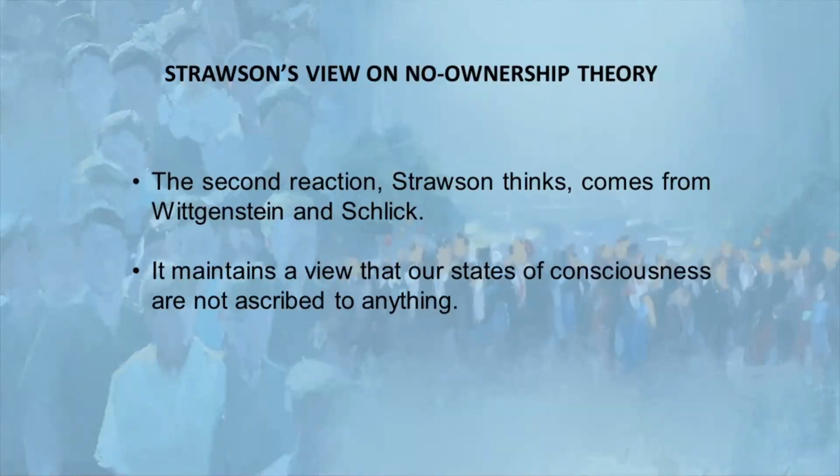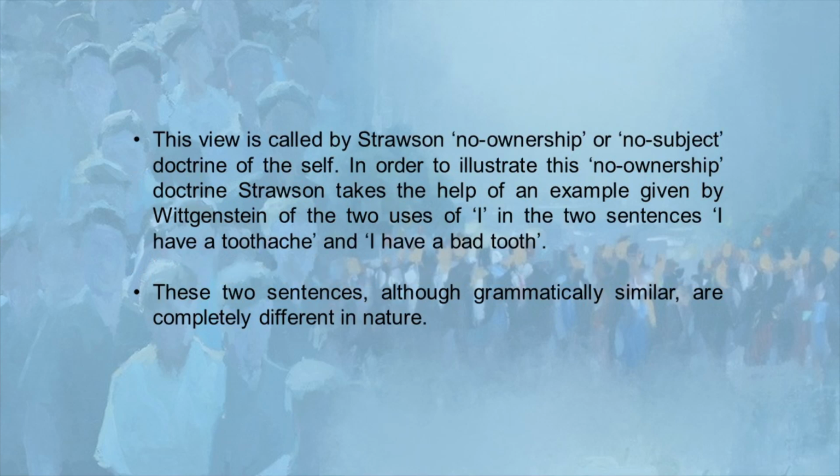Now, so far as Strawson's view of the no ownership theory is concerned, we'll find that the second reaction, which Strawson thinks comes from Wittgenstein and Schlick, maintains a view that our states of consciousness are not ascribed to anything. This view is called by Strawson the no ownership or no subject doctrine of the self. In order to illustrate this no ownership doctrine, Strawson takes the help of an example given by Wittgenstein of the two uses of I in the two sentences.